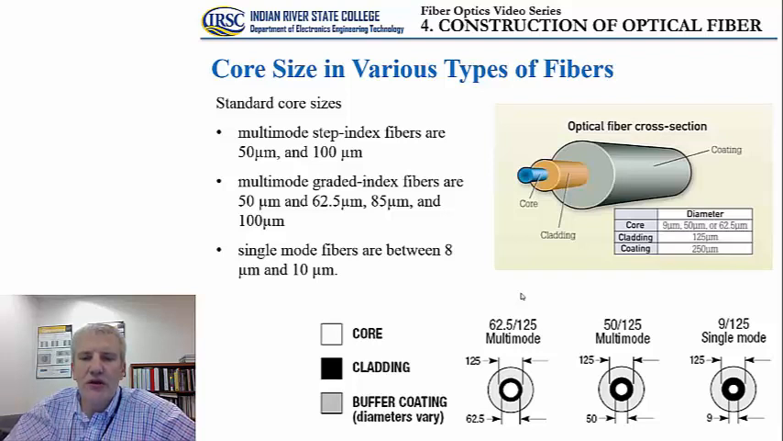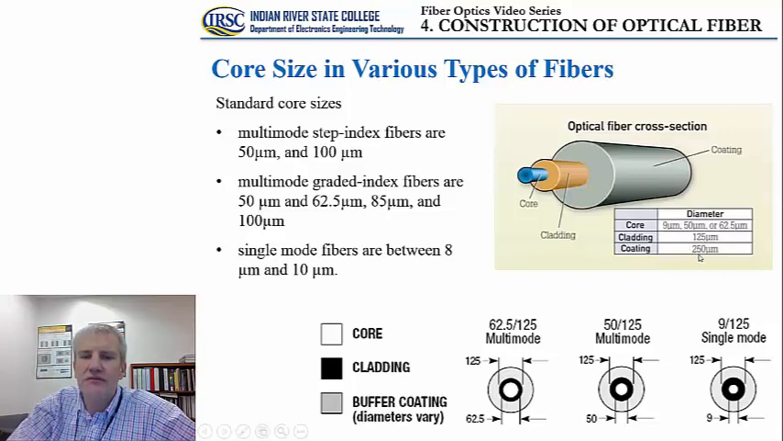This slide also indicates the diameter of the cladding. For each of the three types of fibers, the cladding is usually about 125 micrometers, as indicated on the bottom right side of this slide. There's also a picture on the right side that shows the cross section of the optical fiber, indicating the size of the core for each of the three types of optical fibers. Also, cladding is shown here as 125 micrometers.